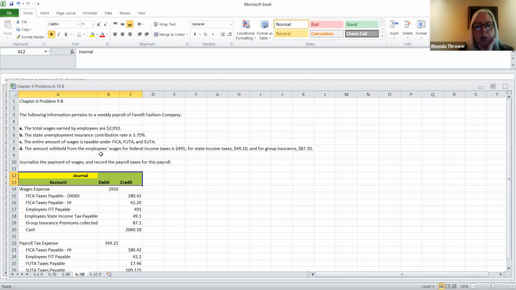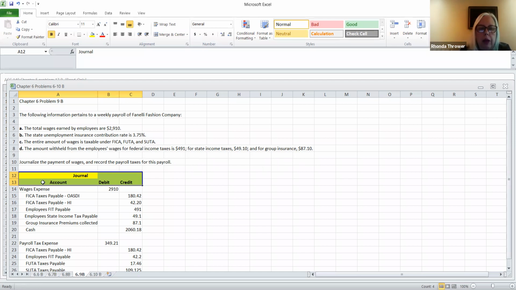The amount withheld from the employee's wages for the federal income taxes is $491. For state income taxes, it's $49.10. And for group insurance, it's $87.10.